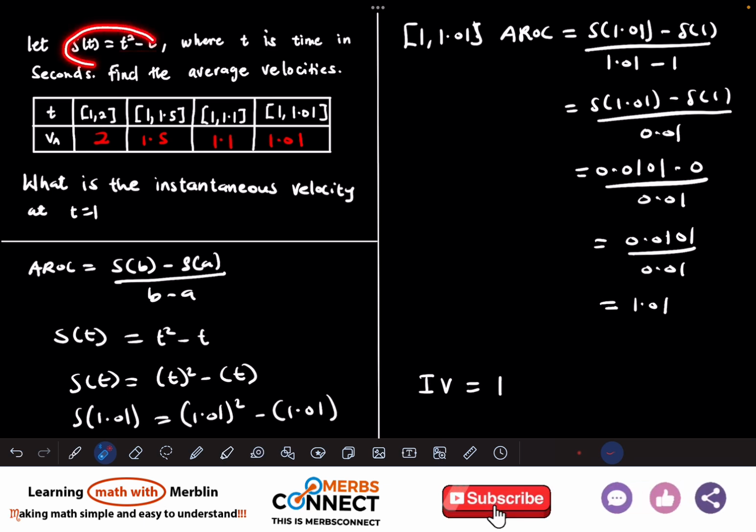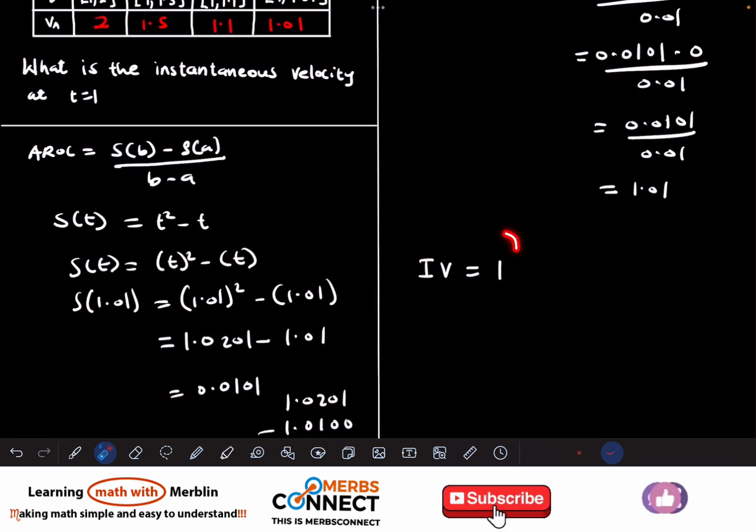So we had the function, and then the trick was we need to put all the t's in parentheses, and then we started calculating from this interval, this interval, this interval, and this interval, and based on this we saw that this is actually approaching 1, and we concluded that the instantaneous velocity is going to be 1.